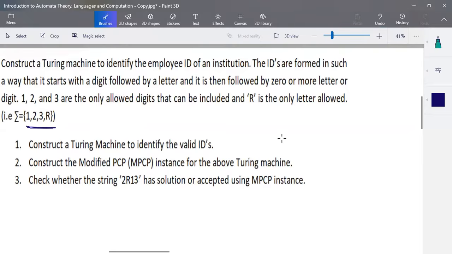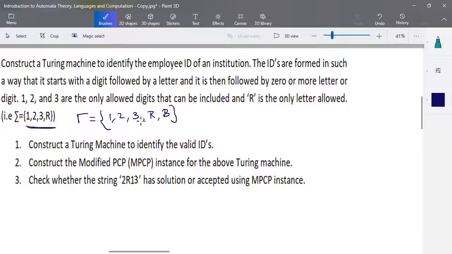Listen carefully. So here your digit and your letter are defined. So this is your input alphabet. I can define my tau also. Tau is the set of elements that can be written on the tape. So the allowed digits are 1, 2, 3, and the letter is R, or we can have a blank symbol. This shows that these are the only possible elements that can appear on a tape.